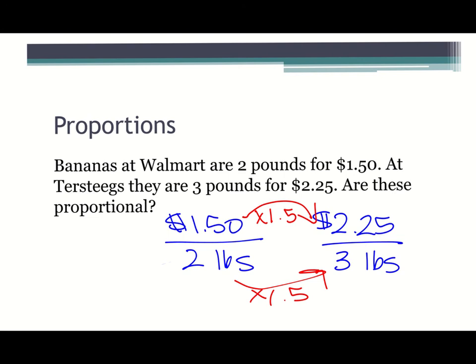ratio. So that means that the bananas at Walmart and the bananas at the other store, even though they're a different amount of pounds and price, they are proportional. So I can put an equal sign in there.